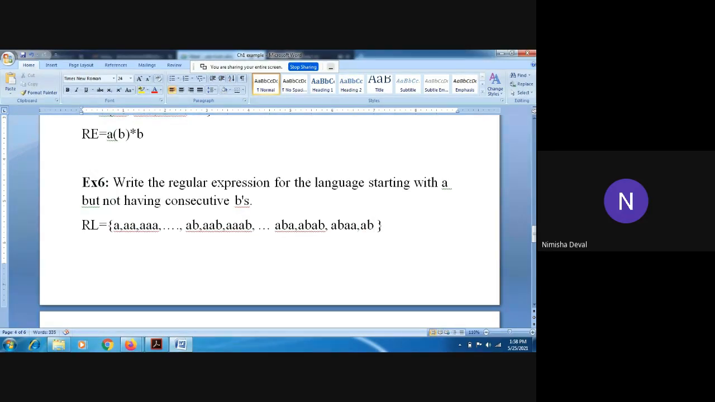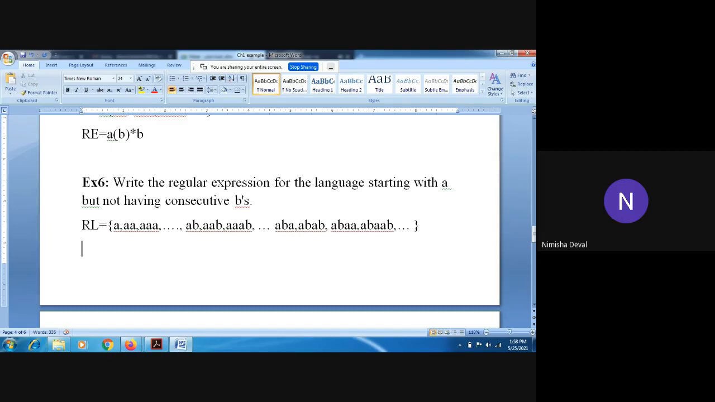Then AB, AAB. Such combinations are allowed. Only you have to take care that consecutive B's must not be there. Here two B's are there, but these two B's are not consecutive. So this string is allowed.